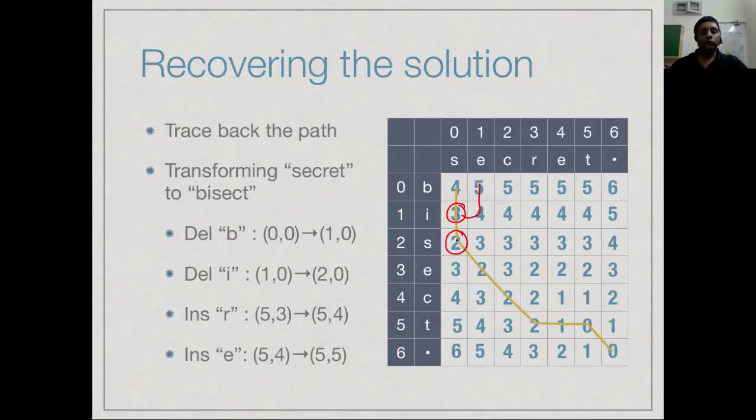So every time I go down, it amounts to saying that I go from i,j to i+1,j, right? And if you remember, in our case, i+1,j from i,j corresponds to deleting. Similarly, at this place I go right. This means I go from i,j to i,j+1. This corresponds to inserting. So what I can read off from here is that when I'm going, I delete this b, I delete this i, then I come here, I insert this r, and I insert this e. And these are exactly the 4 changes that I need to make in order to transform bisect into secret.